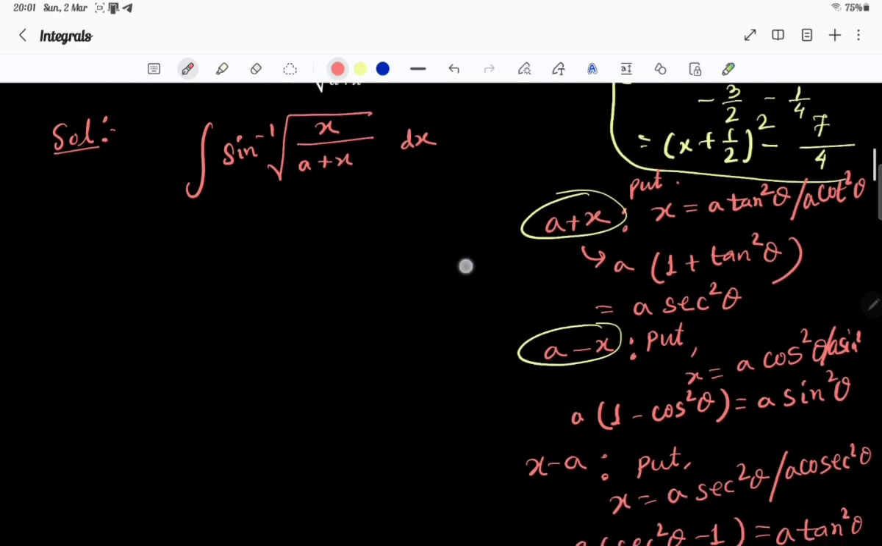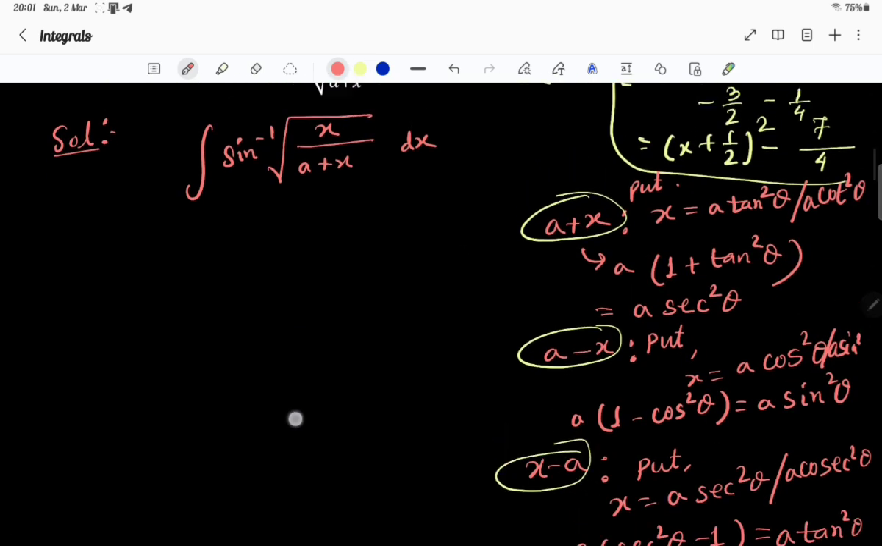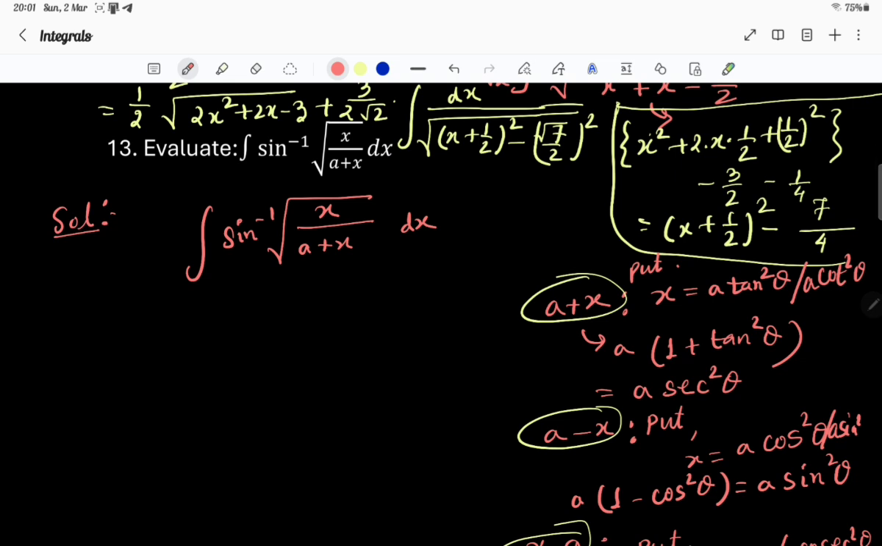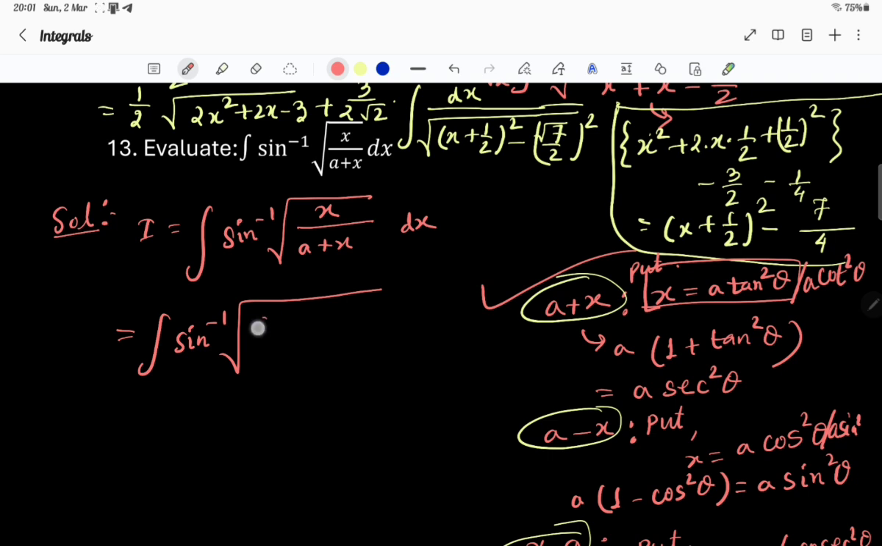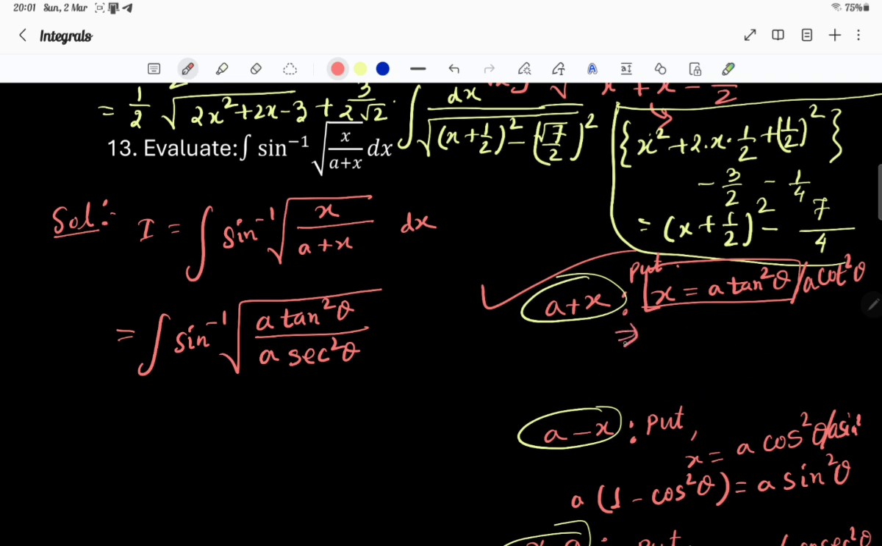Please make a note. Anything they can give you in the exam. Like sin inverse of square root of x by a plus x, in this question they have given. Now what will I do? In this integration, put x equals a tan square theta. If you put, what will come? Sin inverse square root of a tan square theta divided by a sec square theta, and dx will come. See, if you put x equals a tan square theta, do the derivative on this. What will come? dx equals a into 2 tan theta into sec square theta, 2 sec square theta.